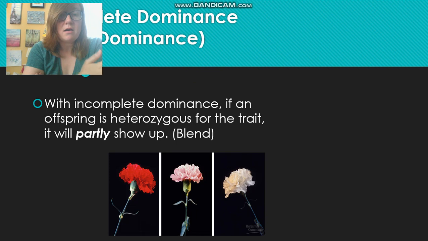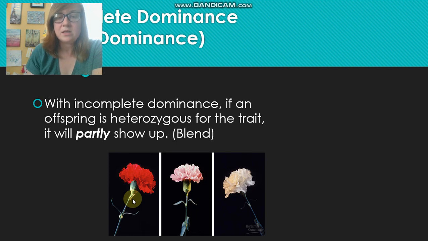So what is that? If the offspring is heterozygous, and recall that heterozygous means having one dominant allele and one recessive allele, so one capital letter, one lowercase, the trait will partly show up. You're used to it being that if something is heterozygous, having one dominant, one recessive, it shows the dominant. That's called complete dominance. This is not that.